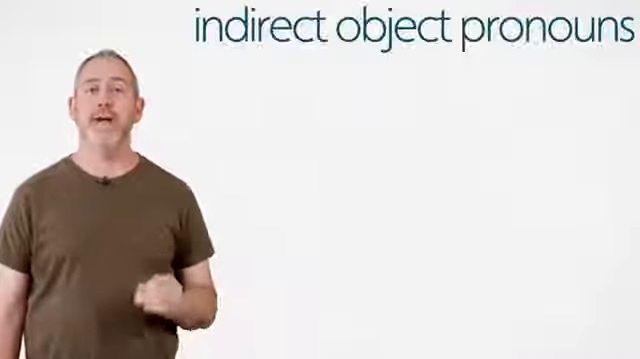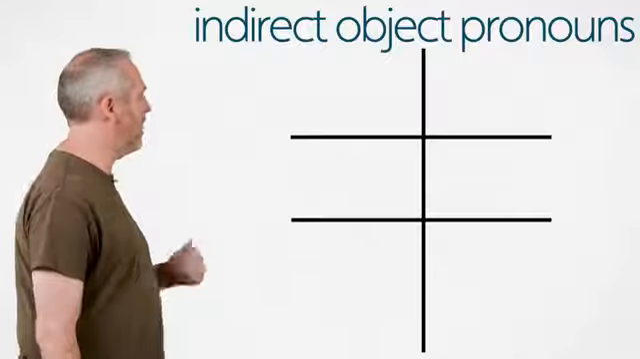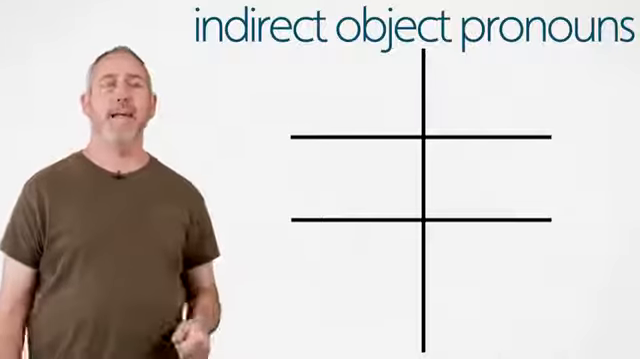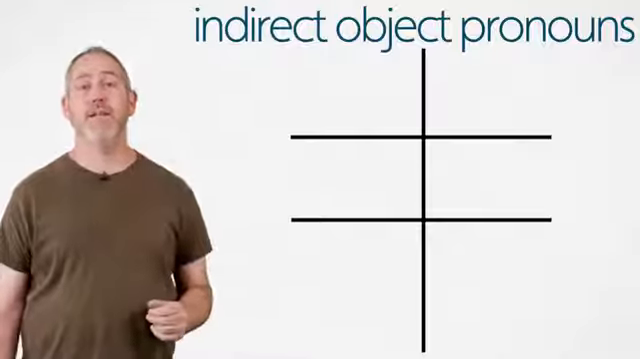Okay, now let's talk about how to do this in Spanish. Here are the indirect object pronouns. We're going to put our chart back up, our famous chart that I get so many comments about. We got a chart up there and let's put these up. Now you're going to notice that some of these are just like those direct objects we did last lesson.